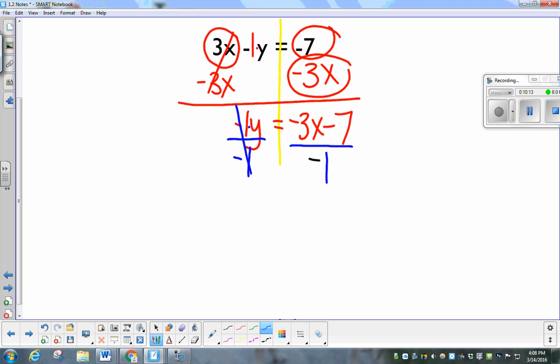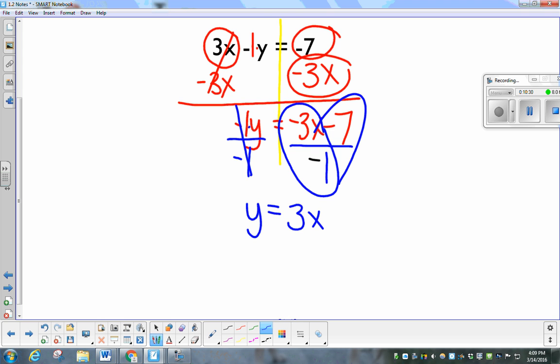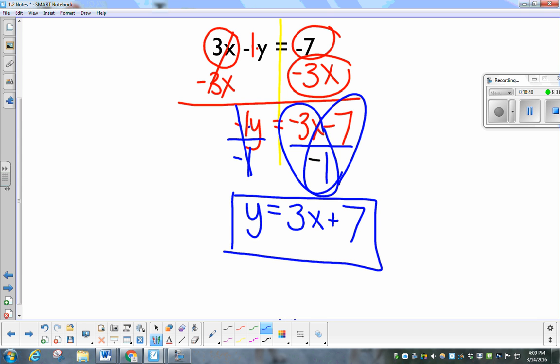Negative 1 over negative 1 is positive 1, which is what we wanted. We wanted 1y or just y. Now I'm going to do heart method over here. So negative 3x over negative 1, well, negative over negative is a positive, so that's 3 over 1x, or just 3x is fine. And then I've got negative 7 over negative 1. Well, again, negative over negative is positive, so I have plus 7 divided by 1 is just 7. So that's it. Hopefully you got y equals 3x plus 7. That was kind of a tough one, though. That was kind of mean to give you that one on your own.